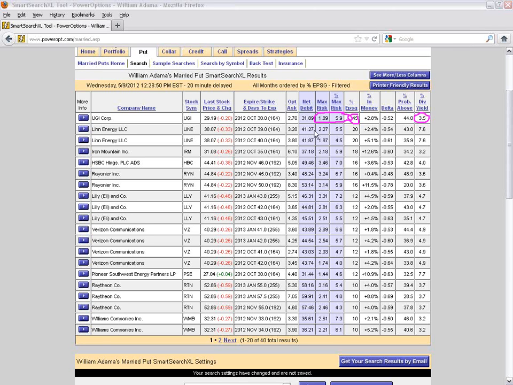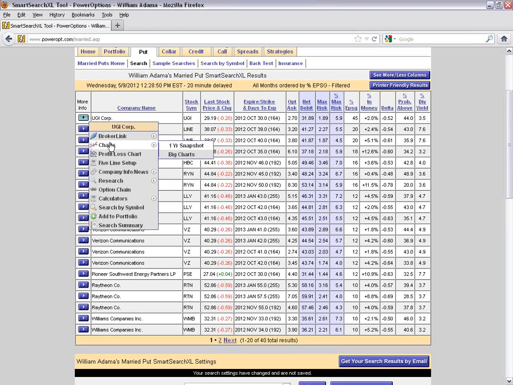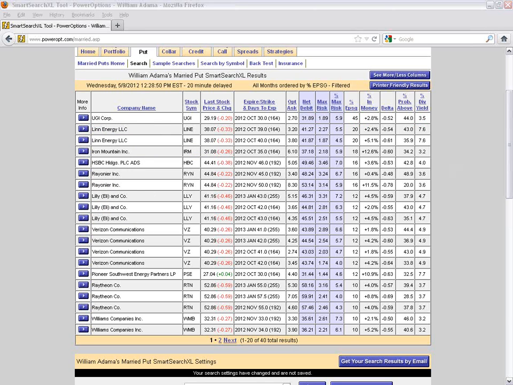Now, I don't know the stock. I like the numbers here, but what is my first step? What was my first step now that I have my search results? Well, we're going to use that More Information button, and the first thing we're going to do is exactly what we did before. I'm going to take a look at BigCharts, okay?